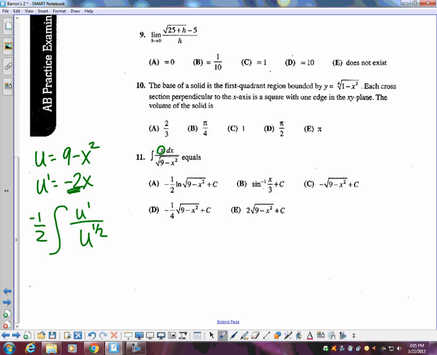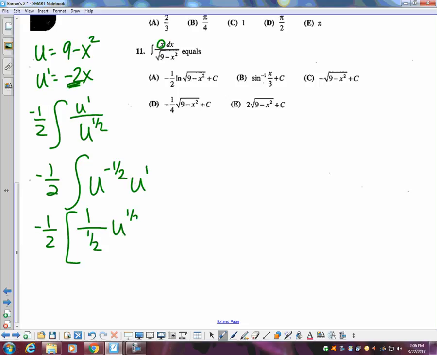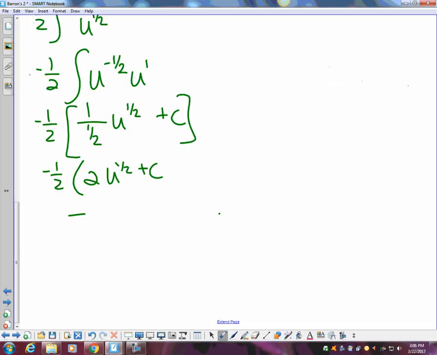And before you try to make this crazy difficult, just use your power rules. Pop this guy up and then use your power rule on it. So 1 over, okay, add 1 to that, so that'd be a 1/2 u to the 1/2 plus c. And then that'd be a negative 1/2, that'd be a 2. And then that would be a negative u to the 1/2 plus c, because the 2's cancel.